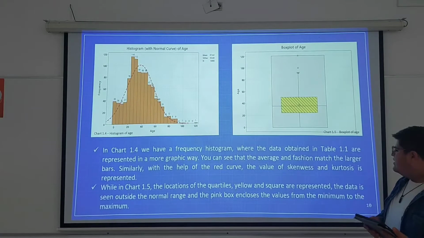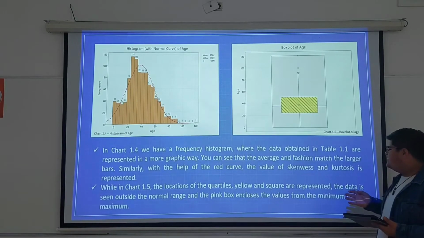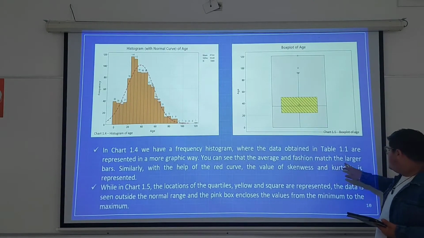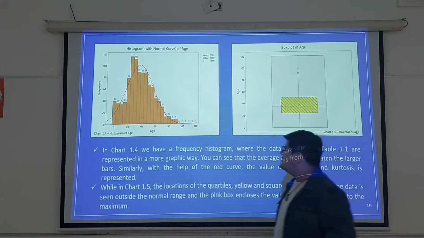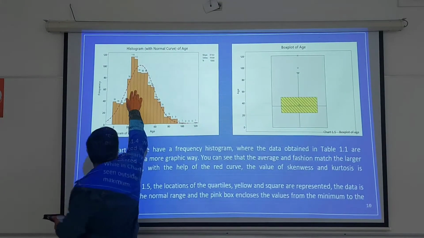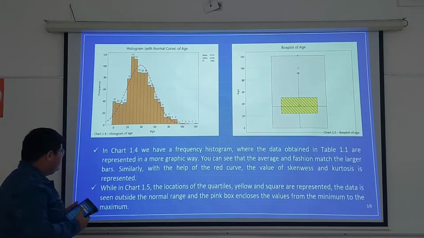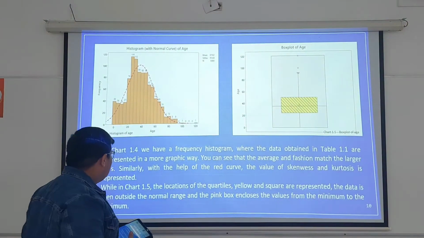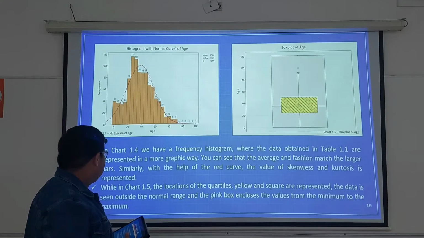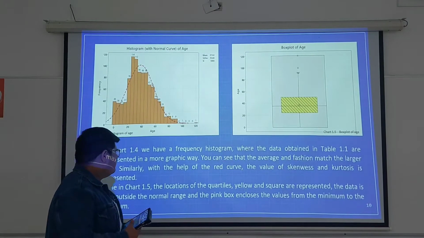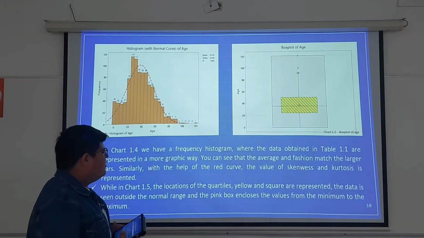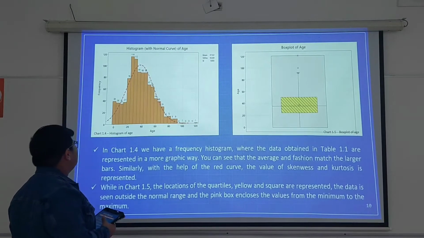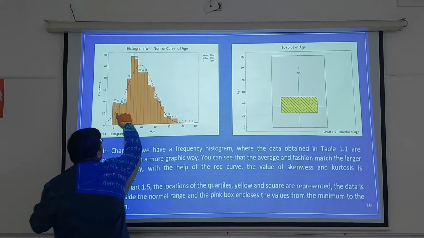The first one is a histogram of age, and the second one is a box plot. In the first one, we can see that the average and the mode match the large parts, and it's these ones, both of them. Similarly, with the help of the red curve, the value of the skewness and kurtosis is represented. The red curve is this one, okay?